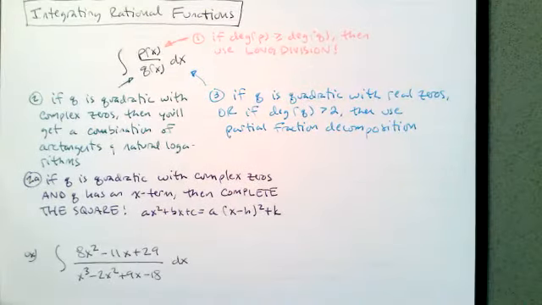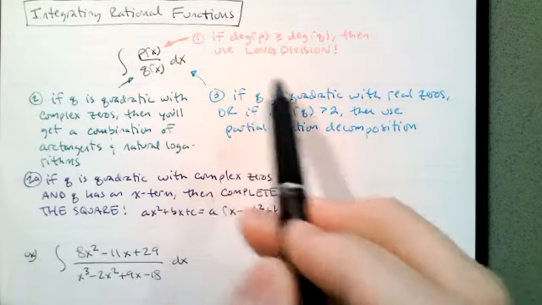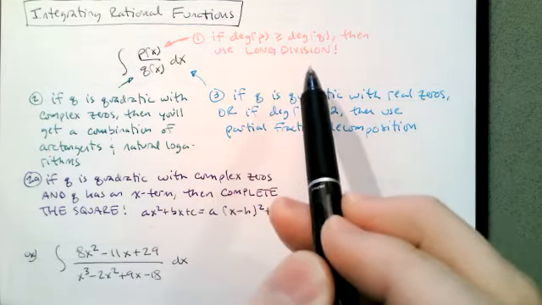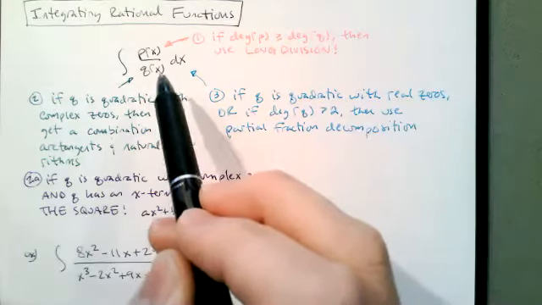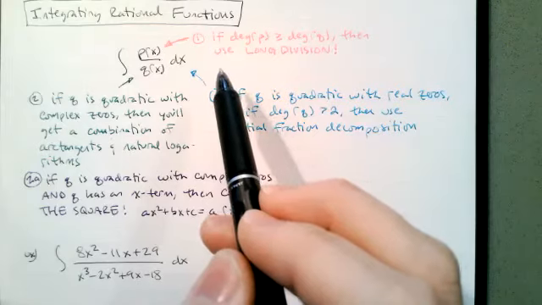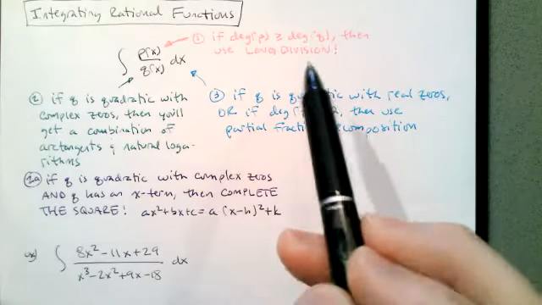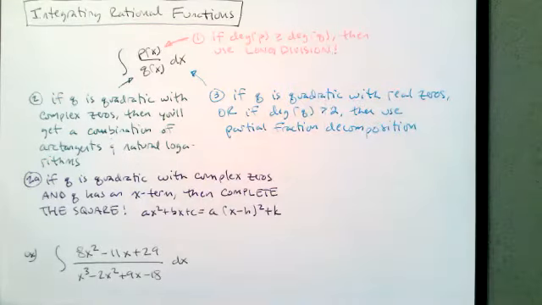First, we want the degree of the numerator to be less than that of the denominator. So if the degree of the numerator is greater than or equal to that of the denominator, then we're going to use long division to break off a polynomial and then a rational function where the degree of the numerator will be less than that of the denominator. We'll go from an improper fraction to a mixed number. That's what long division is going to get us with the polynomials.